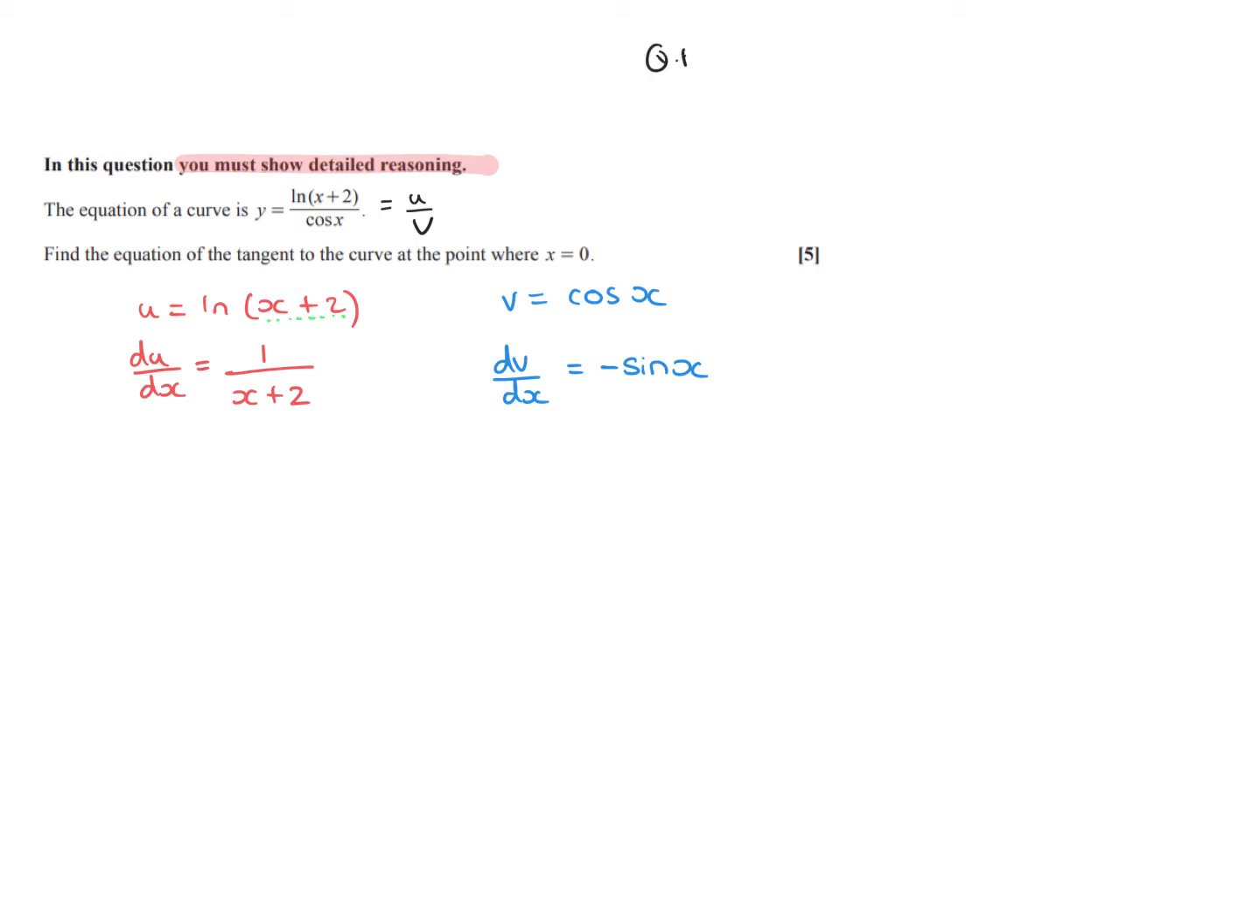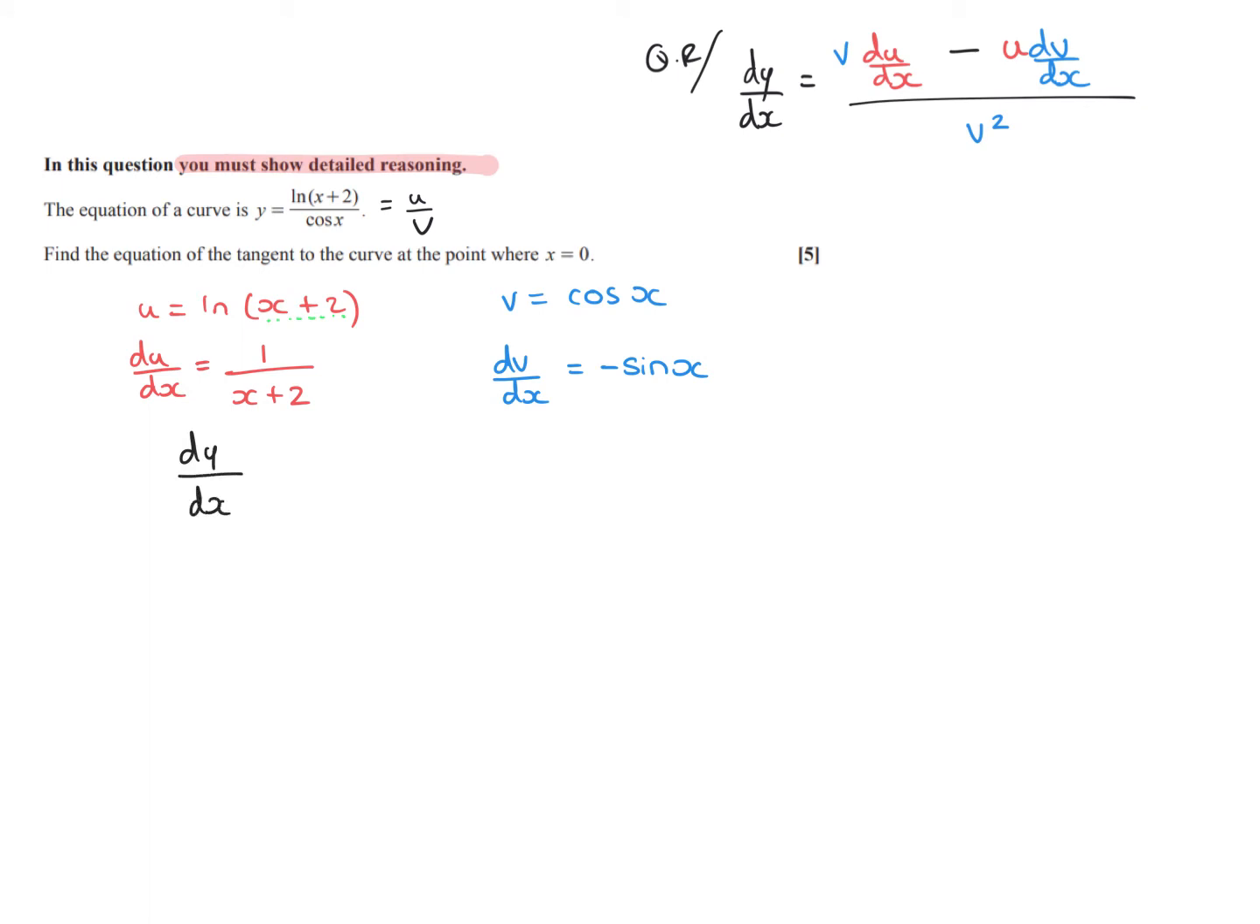Now, our quotient rule formula tells us that dy by dx is equal to v multiplied by du by dx, take away u multiplied by dv by dx, and all of this is divided by v squared. So let's substitute in the information.